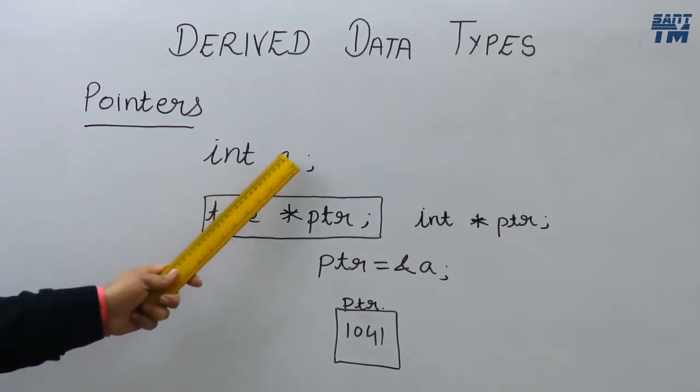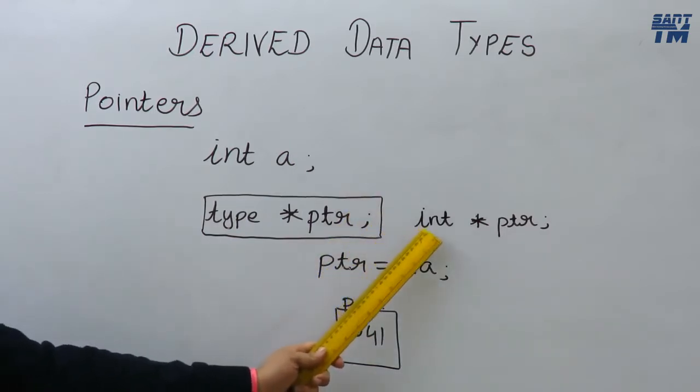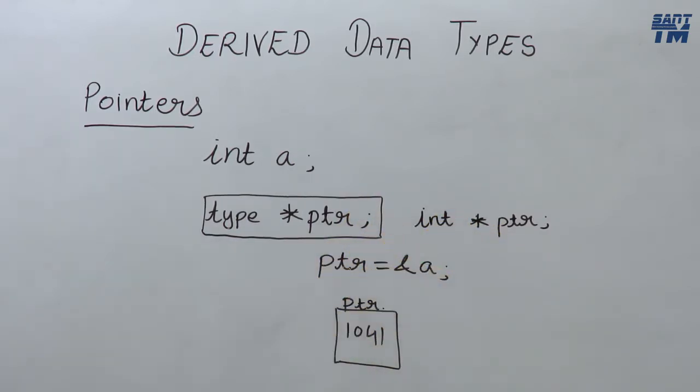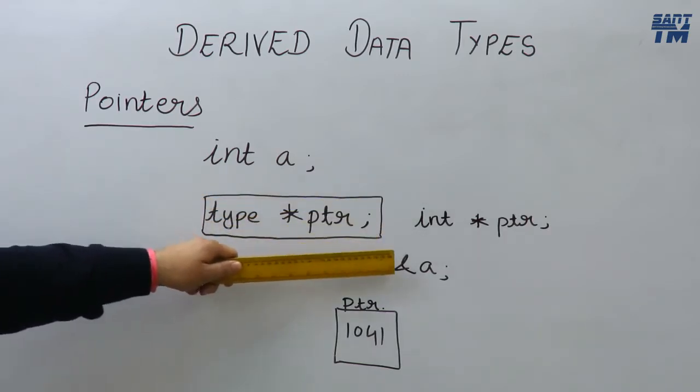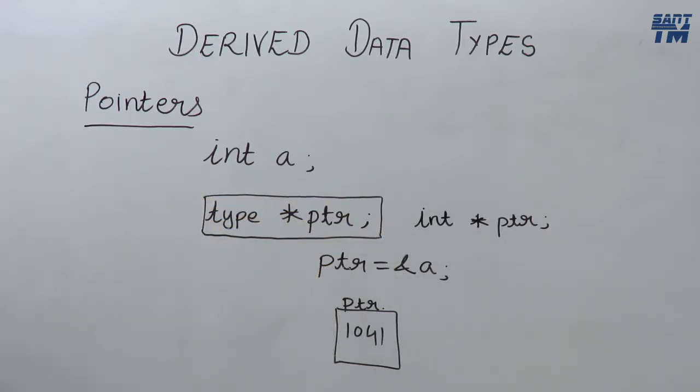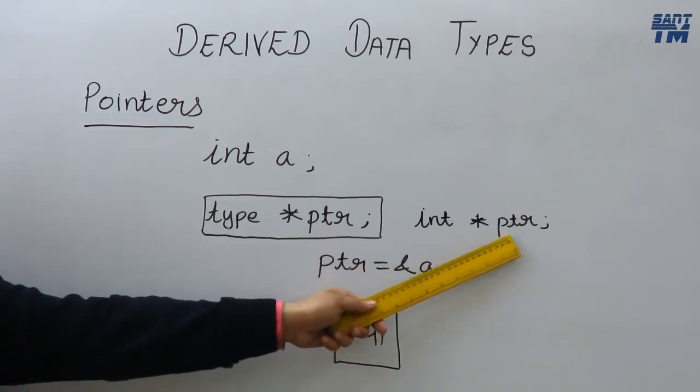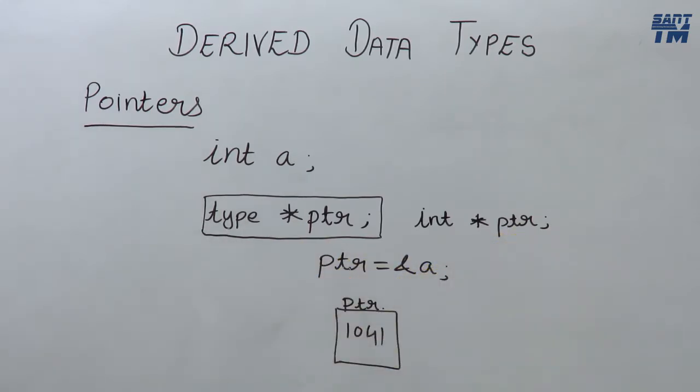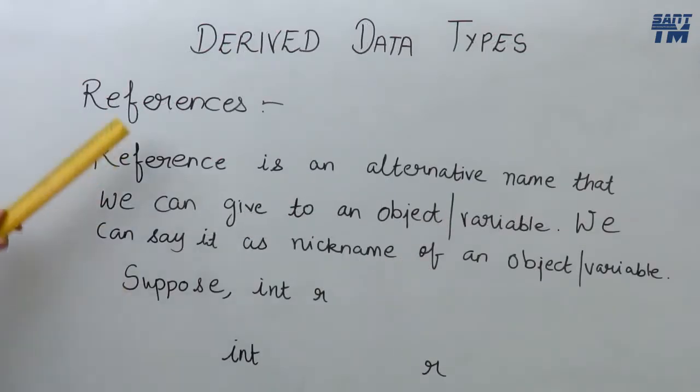Suppose if I have written float a, then I will declare the pointer of float type, float star ptr. Ptr is equal to ampersand a. So two statements are necessary to assign the address of some variable to a pointer variable. Not only can we write ptr, we can also give any name to this pointer variable. It's your choice only. We will discuss the pointer topic whenever we move to advanced C++. In beginners level you have to consider only this much, and also for CBSE 11th class you have to consider only this much. Now we will move on to another derived data type, references.